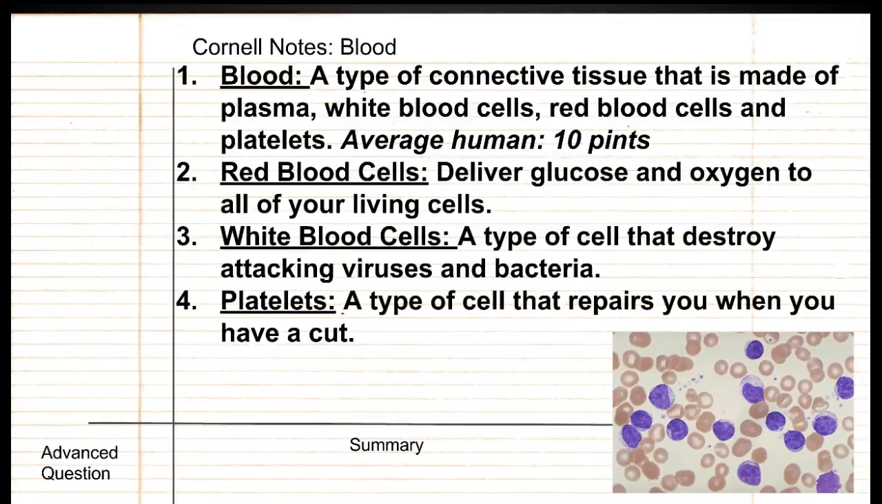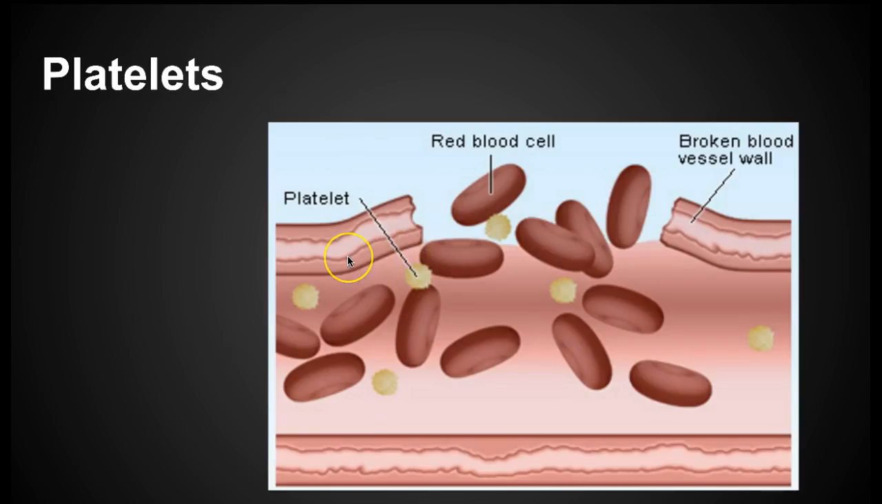Platelets. Platelets are a type of cell that repairs you when you have a cut. So let's look at those in a minute here. So when you get a cut, let's say you're running around, you fall, you're on a skateboard and you fall and you scrape yourself and blood comes out. You've ripped the skin, this right here is the skin, and the blood vessel too, which is under here, and then the blood leaks out. Now why don't you leak out from a paper cut or scrape? The reason are these guys here called platelets.